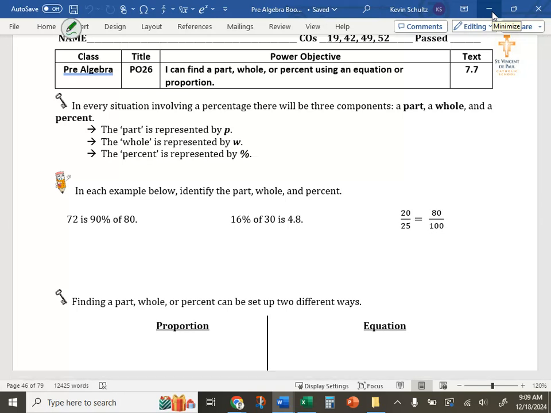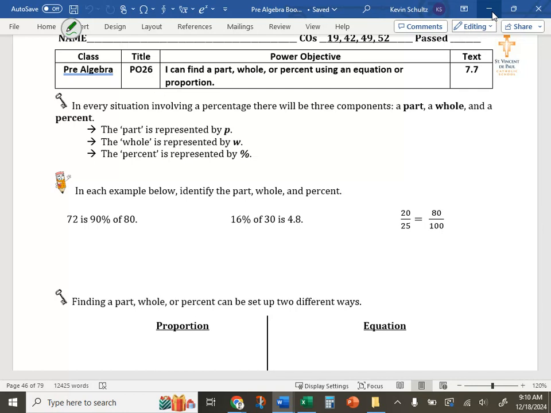Algebra. We are wrapping up our unit on percentages with PO26, which is finding a part, a whole, or a percentage using an equation or proportion. We've used proportions very frequently throughout the unit, so I think most of you are probably going to latch on to that method, which is just fine. But using a proportion and thinking about a percentage as a part, a whole, and a percent will allow you to solve any type of percentage question.